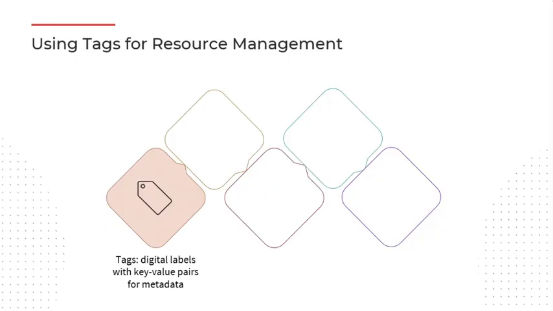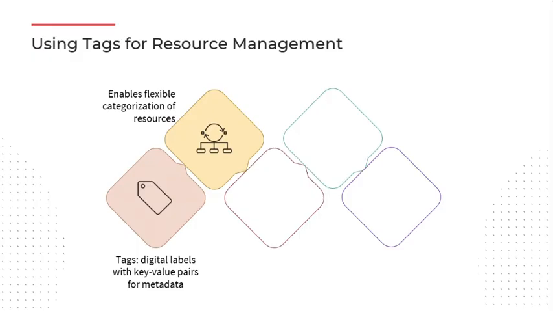Think of tags as digital labels that you can attach to your AWS resources. These labels contain key value pairs that provide metadata about your resources. For instance, you might tag a resource with project, e-commerce, or environment, production. The beauty of tags lies in their flexibility and power. They allow you to categorize resources based on various criteria such as purpose, owner, or environment. This categorization becomes invaluable when managing large-scale deployments.